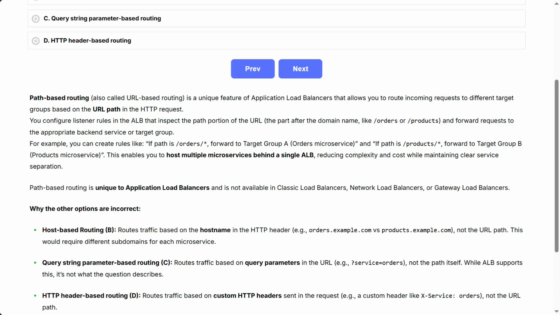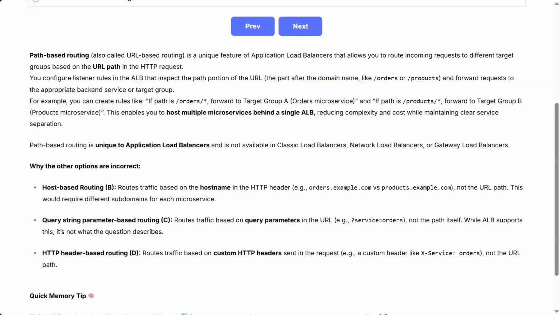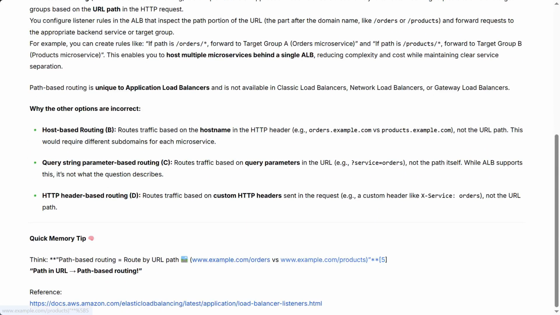Host-based routing, B, routes traffic based on the host name in the HTTP header, e.g. orders.example.com versus products.example.com, not the URL path. This would require different subdomains for each microservice. Query string parameter-based routing, C, routes traffic based on query parameters in the URL, e.g. service equals orders, not the path itself. While ALB supports this, it's not what the question describes.